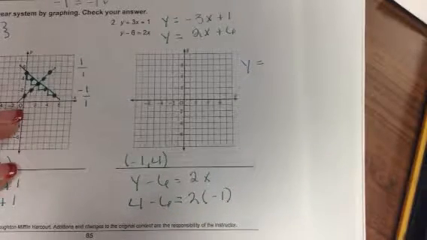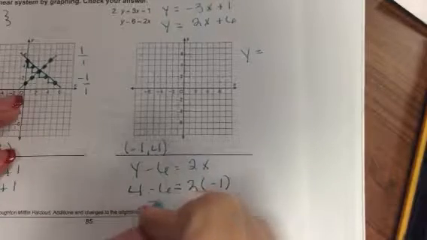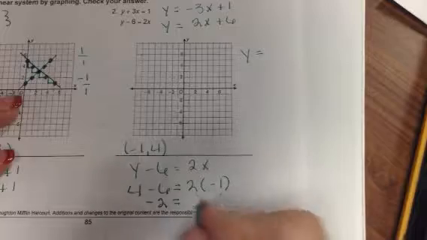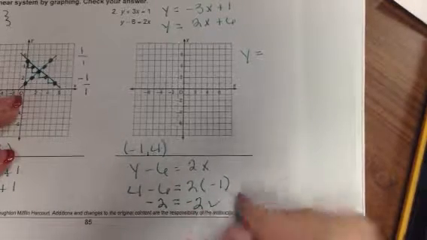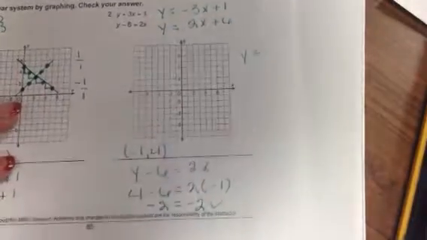Okay? Let's work both sides of those equations. If I say 4 minus 6, that gives me a negative 2. 2 times negative 1 gives me a negative 2. Those two check out. So we put it in the calculator correctly, and that means we solved these correctly, so we did good.